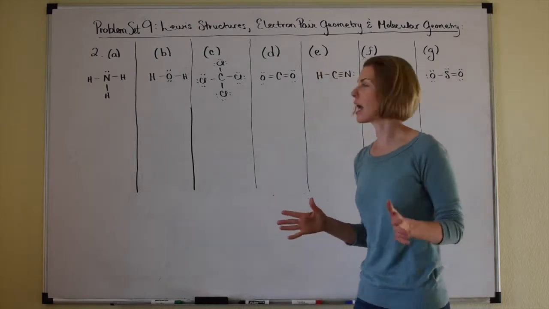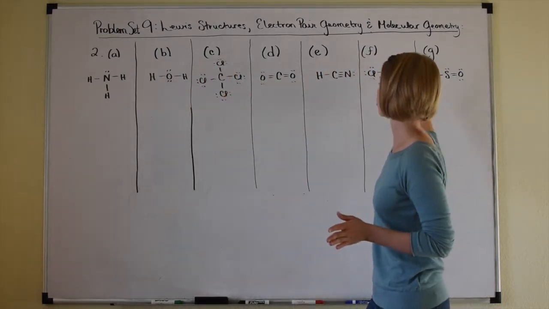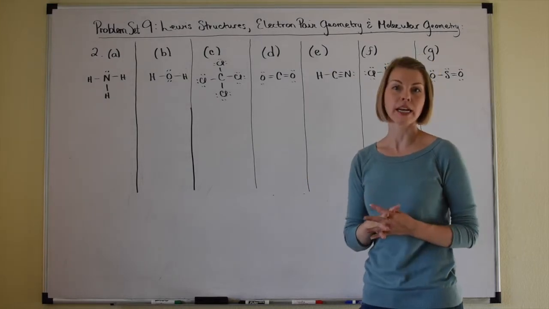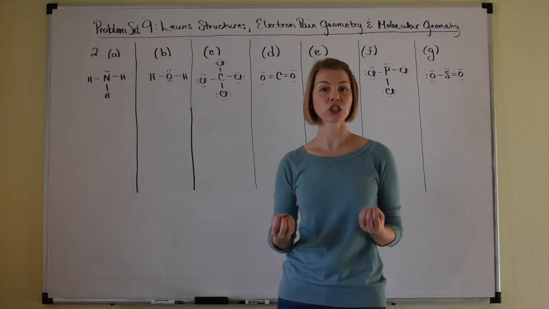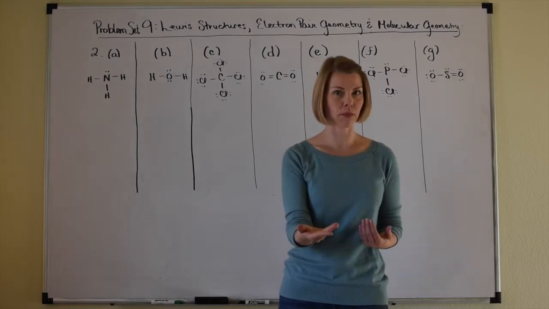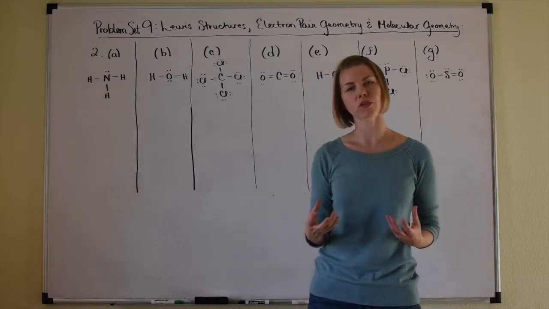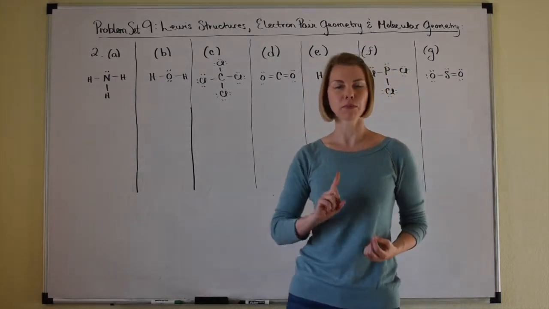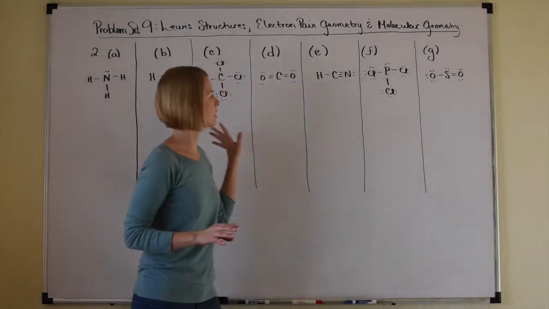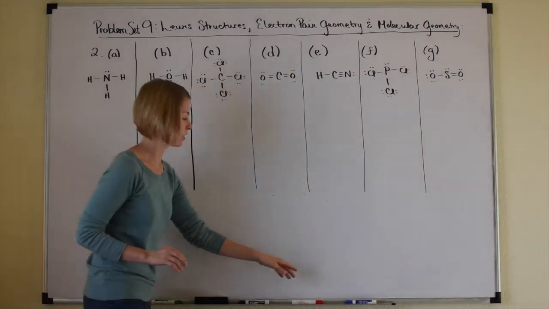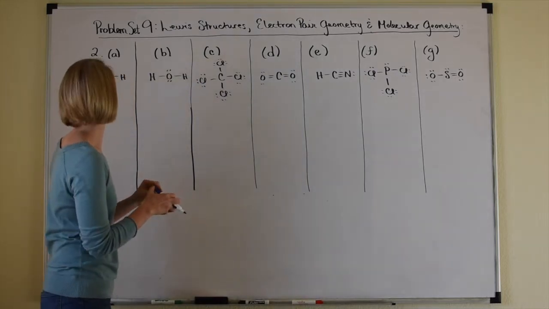So I went ahead and rewrote every single one of our Lewis structures out from problem number 1 because in order to analyze that 3-dimensional shape, that is the electron pair geometry and the molecular geometry, we must have a proper Lewis structure first. So I went ahead and redrew those nice and neat here so we can refer back to those for problem number 2. Okay, so let's get started.